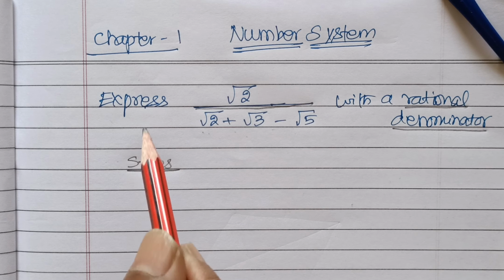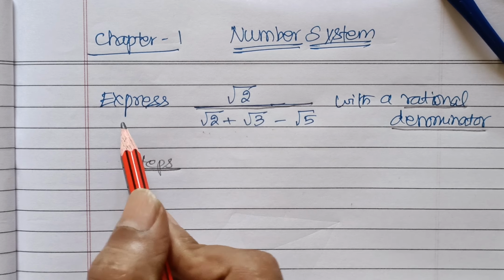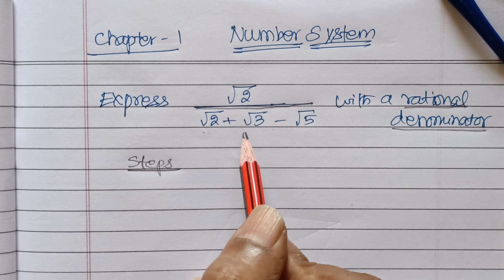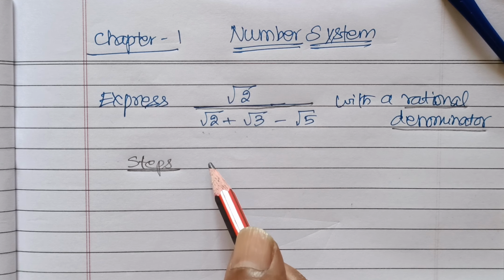Good morning, students. In this video, we are going to look at chapter 1, number system and extra question. Express root 2 by root 2 plus root 3 minus root 5 with a rational denominator. So, I am not going to do the sum immediately.